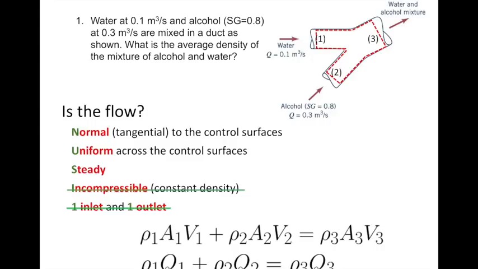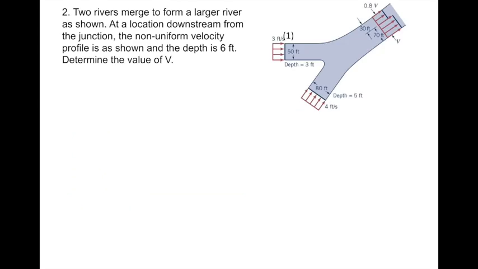Okay, so I've got a density of water multiplied by a flow rate of water, a density of alcohol multiplied by the flow rate of alcohol, and a density of my mixture going out and the flow rate going out. Okay, and the way you're going to go about solving this is that Q1 plus Q2 has to equal Q3, so now you can back out what your density is of your mixture. Okay, let's look at the next one.